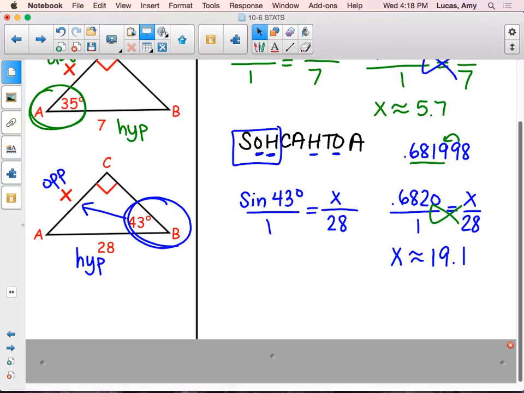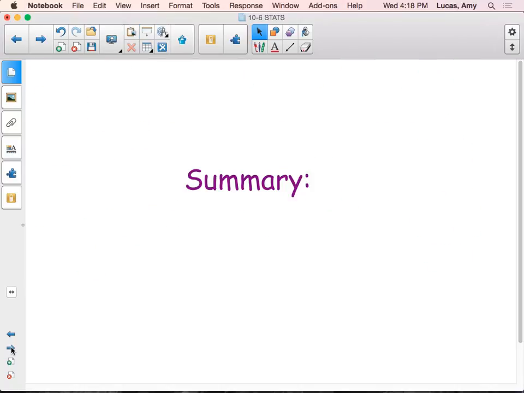We could also find the missing angle in the triangle as well, because the angles add up to 180 degrees. So trig ratios can be very useful. You should be able to write a summary now, answering your essential question. Please make sure you use complete sentences.